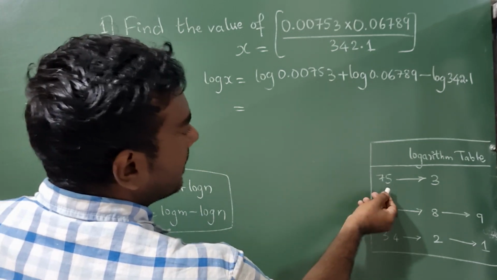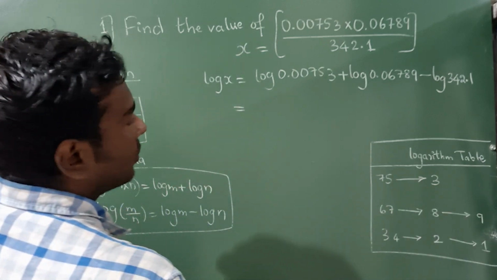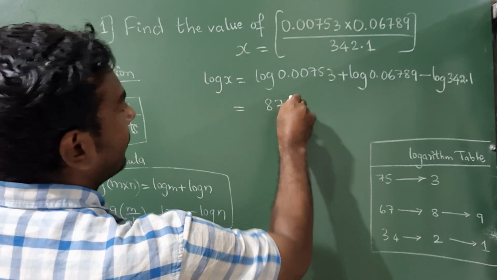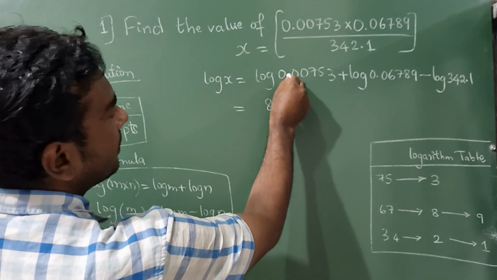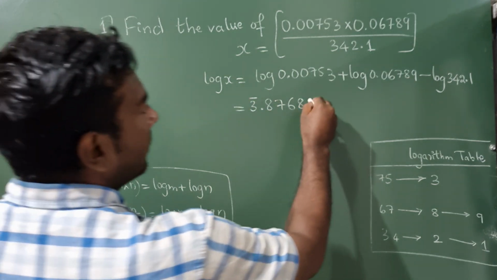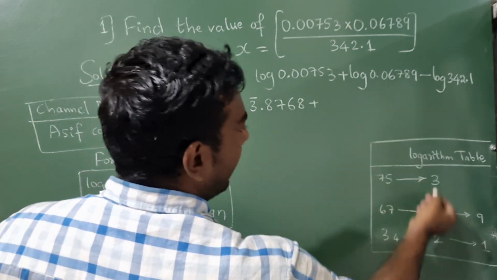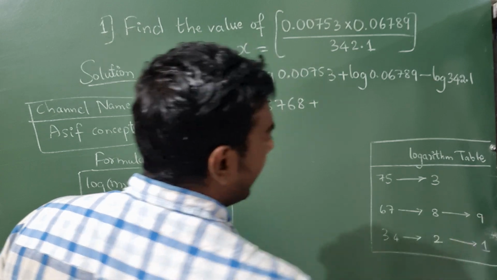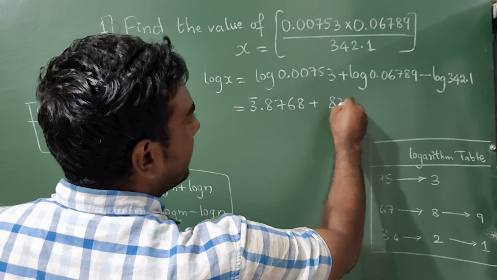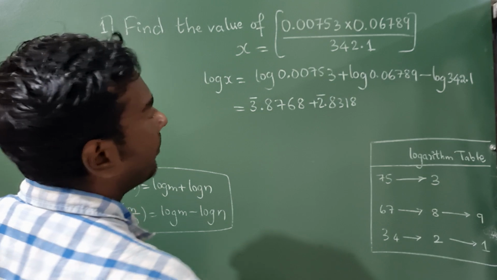Now use the log table. In that see the 75th number and third column. So you will get 8768. After the decimal point there are two zeros, then you should write 3 bar plus. Now go to the 67th number, there 8 and mean difference 9, and add these two numbers from the log table. So you will get 8318. Since there is only one zero, then you should write 2 bar.